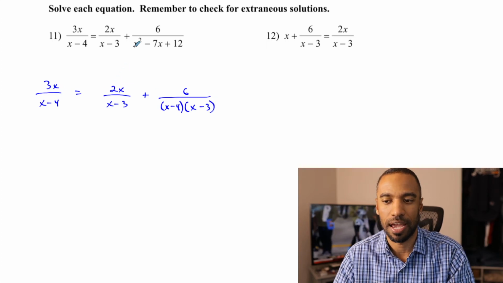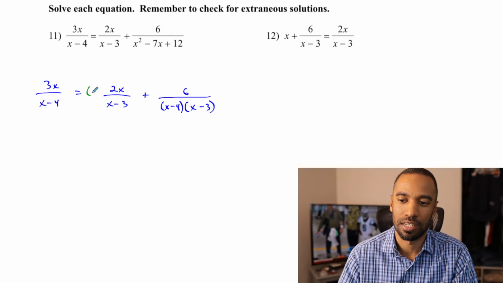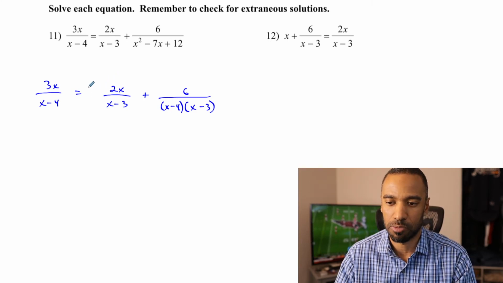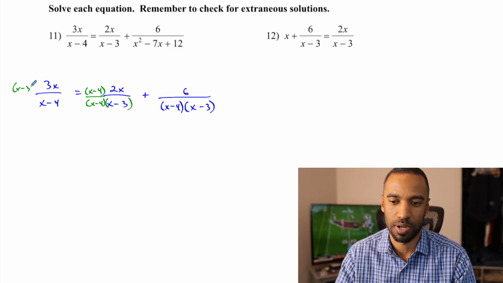Yeah, factor the bottom, guys. Look for what's missing in the other fractions. Oh, we're actually missing an x minus 4 here. x minus 4 over x minus 4. And here, this one's missing an x minus 3 on the bottom, so x minus 3 over x minus 3.